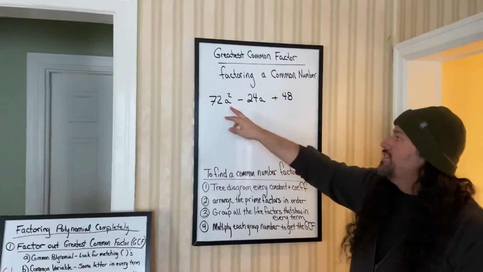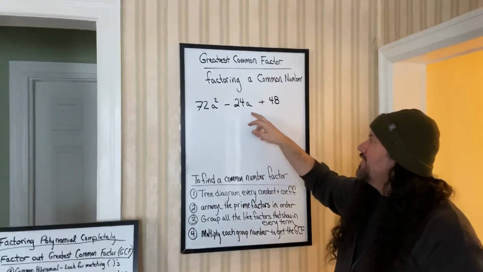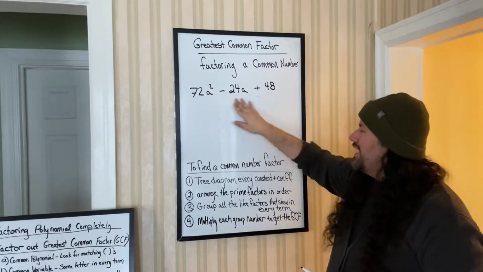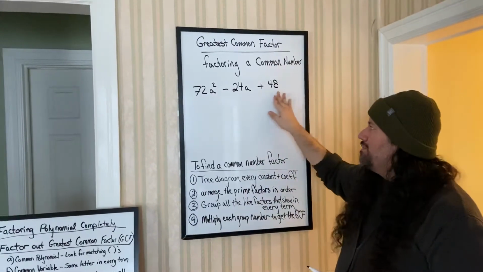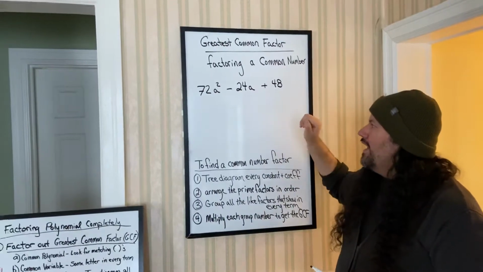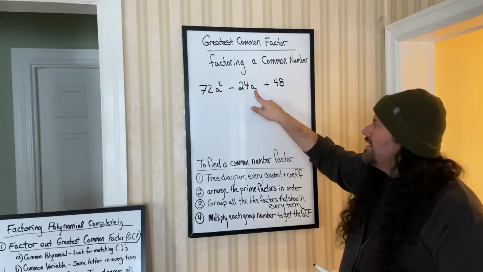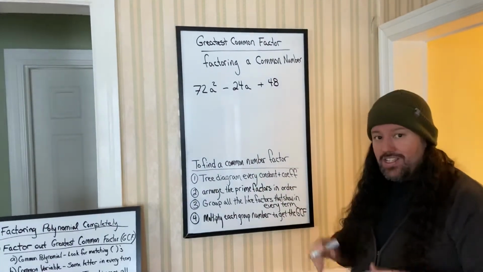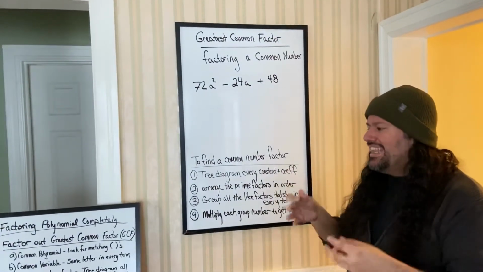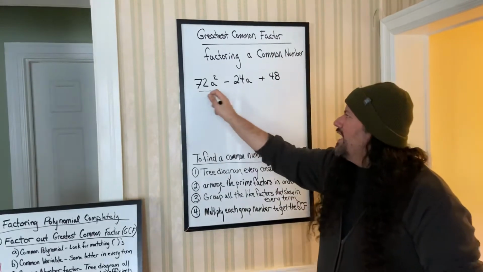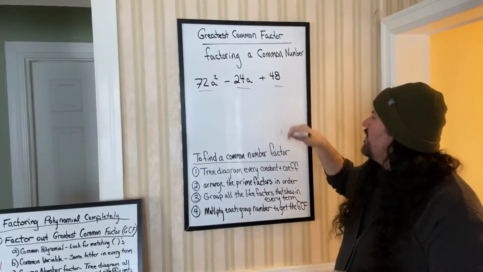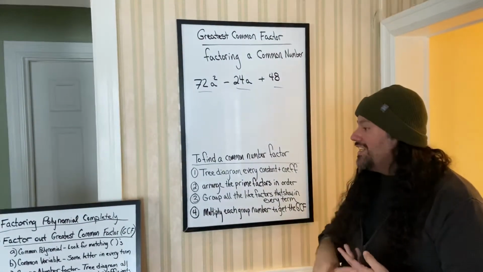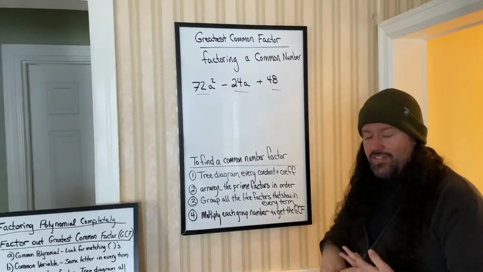I have 72a squared minus 24a plus 48. I know that they don't have a matching set of parentheses, so we don't have to worry about version A. Even though two of these have the letter a, the third term does not have an a, so I know they don't have a common letter. So when we have three terms, and there are no parentheses and no common variable, you've got to still check to see if you have a common number factor.